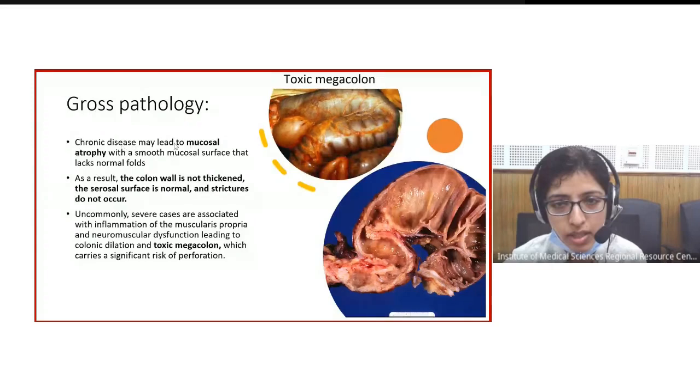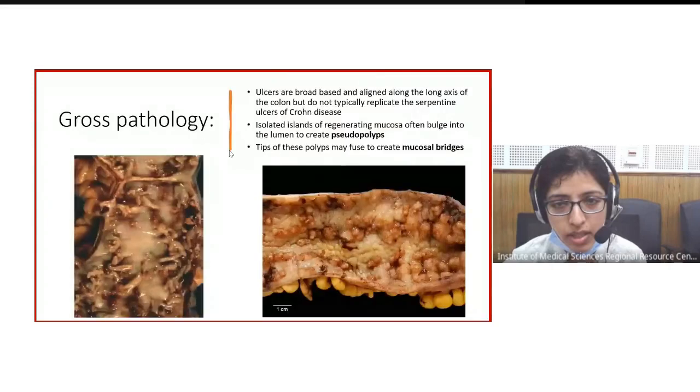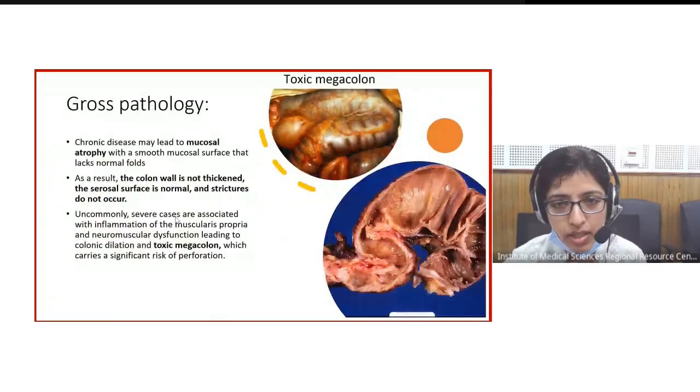Now, chronic disease will result in mucosal atrophy and a smooth mucosal surface that lacks normal folds, as we have seen here. Now, the colon wall is not thickened, unlike in Crohn's disease. So in Crohn's disease, we saw there is thickening of the wall and it results in stricture formation. Here, there is mucosal atrophy and the colonic wall is not thickened. The serosal surface is normal and strictures do not occur in ulcerative colitis. So stricture again is a feature of Crohn's disease and not ulcerative colitis.